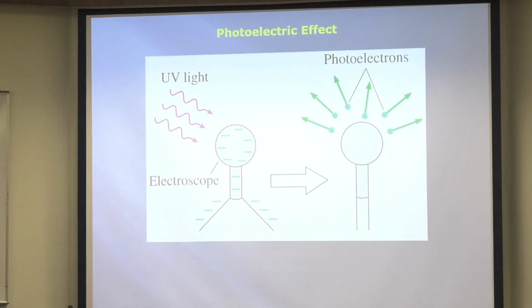And that really confused people for a long, long time. So that's the photoelectric effect. You shine light on something that's charged, and the electrons are emitted. And it has nothing to do with increasing the temperature. Okay, so let's talk about the experiment.